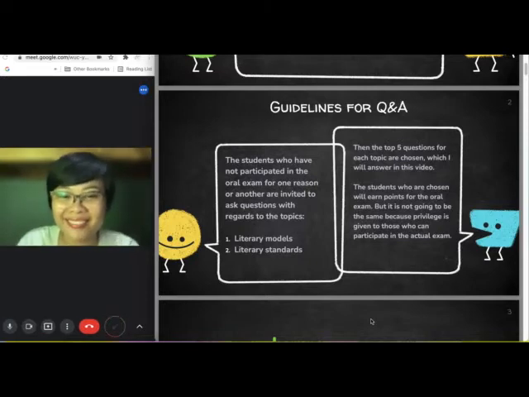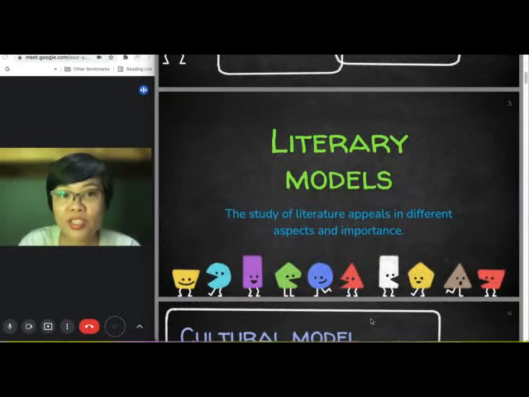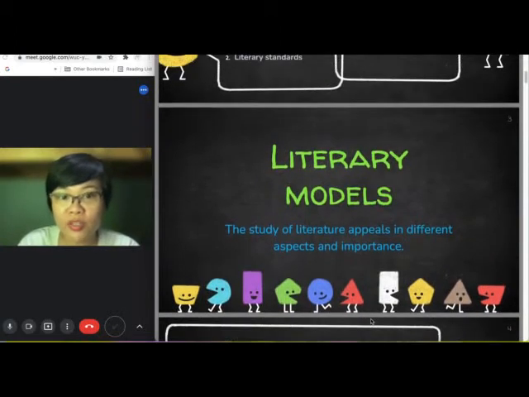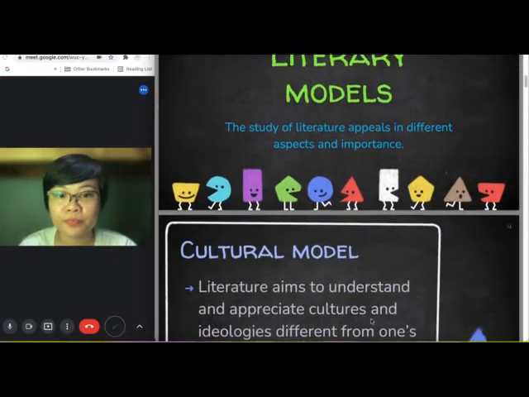All right, so first let's talk about literary models. The study of literature appeals in different aspects and importance. Hence, there are literary models that we can use when we study a piece of literature. A literary model is closely related to a literary approach. A model is a sort of structure in which we can look at a piece of literature.